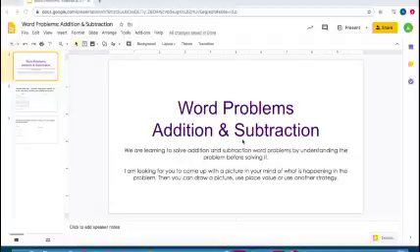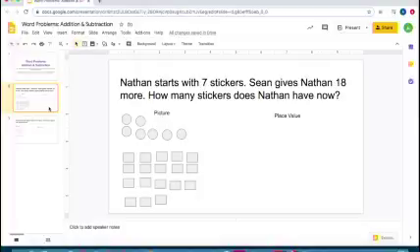The most important thing is to understand the problem before you begin to solve it. You want to make sure that you come up with that picture in your mind of what's happening so that you are able to solve the problem that's being asked of you. Let's look at an example. Nathan started with 7 stickers. Sean gives Nathan 18 more. How many stickers does Nathan have now?